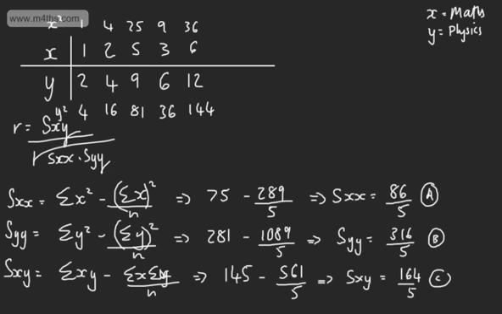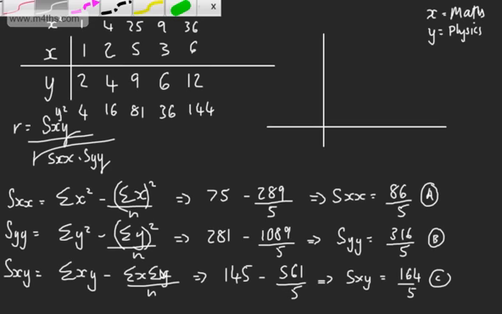Okay, let's just think about what we've got here. Now, if we look at this as a graph and we plotted this as a scatter graph, we've got near perfect positive correlation.